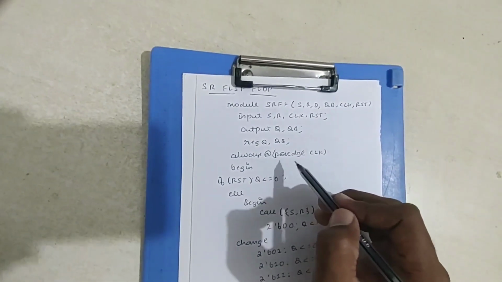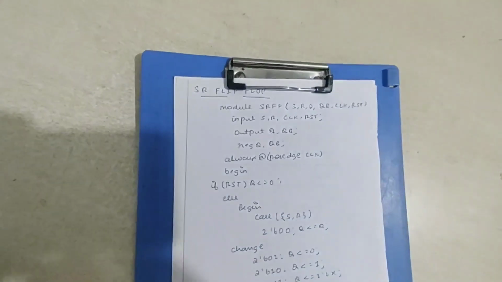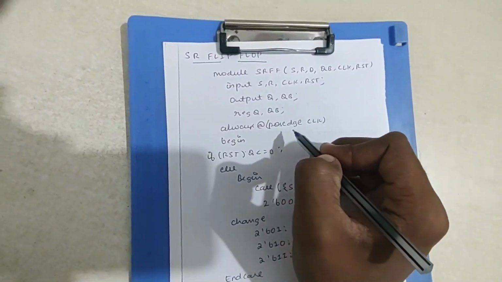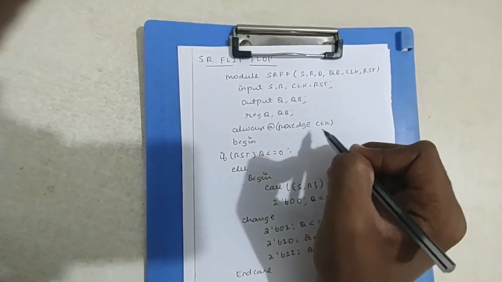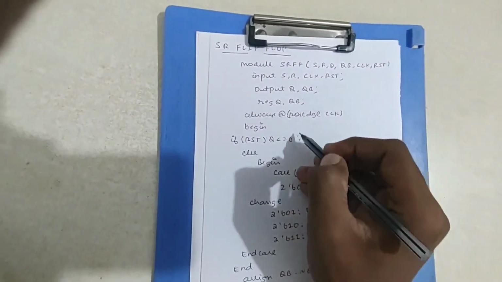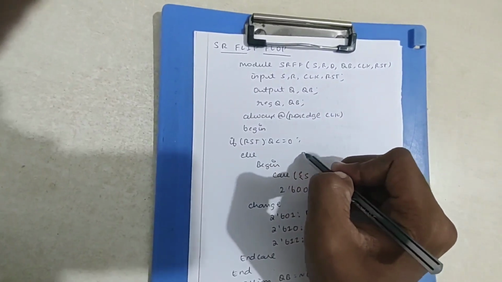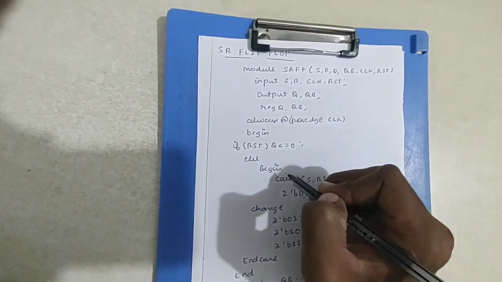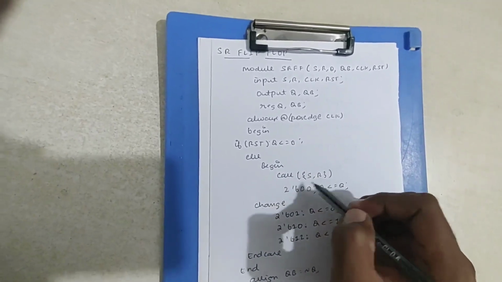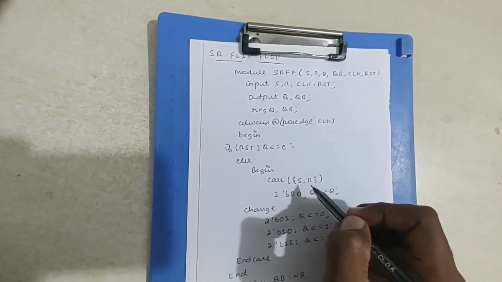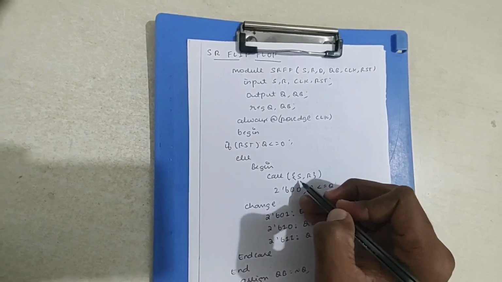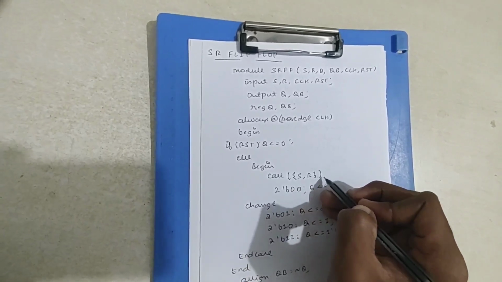Here, always @(posedge CLK) begin. This block is triggered on the positive edge of the clock signal CLK. If the RST signal is asserted, the flip-flop is reset and Q is set to 0. If RST is not asserted, then it enters the block and checks the values of the set input S and the reset input R.